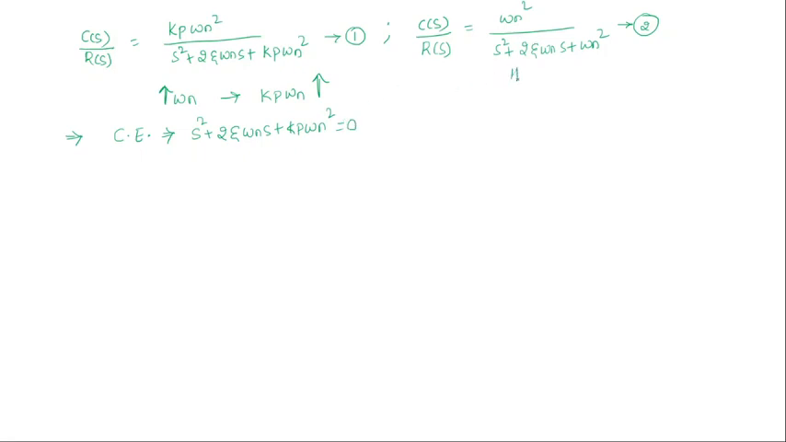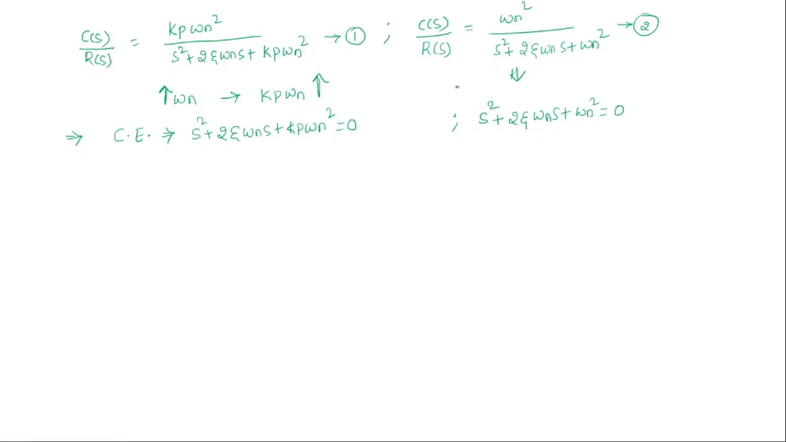Similarly, the characteristic equation without adding the proportional controller: what are we getting? The denominator part equal to 0, s square plus 2 zeta omega n s plus omega n square equal to 0. By comparing these two equations, you get to know that in place of omega n, you are having Kp omega n whole square.